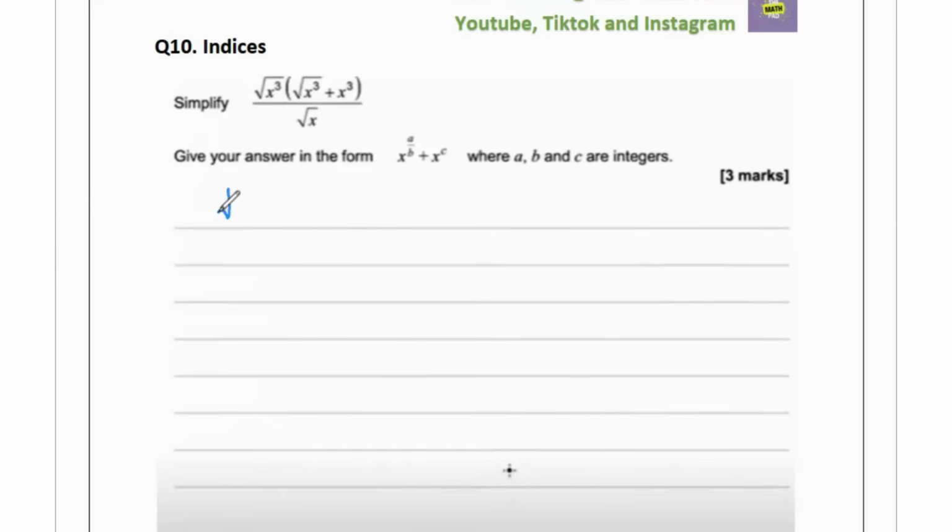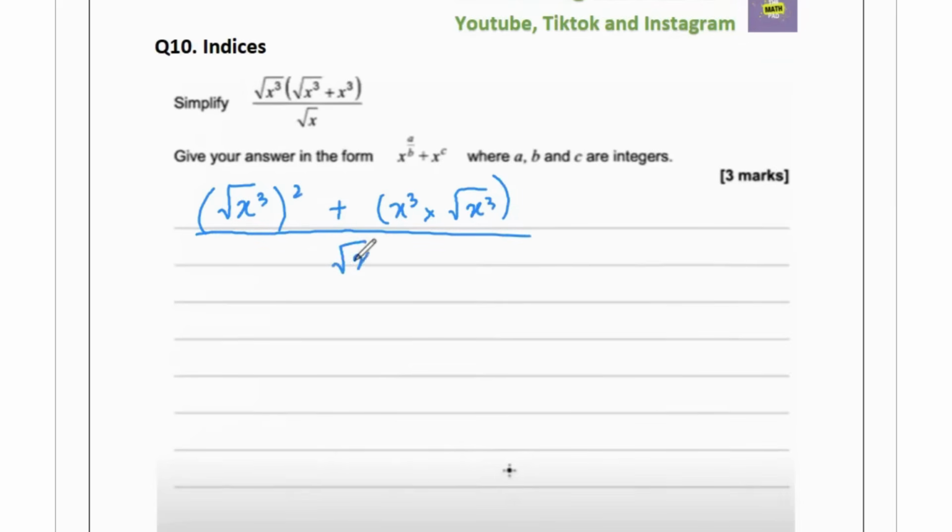So it's going to be square root of x cubed being squared, because we're multiplying the same thing. And then we have x cubed times square root of x cubed, divided by square root of x. Now, when you take the square of a square root, the square root gets cancelled out. So this becomes x cubed.